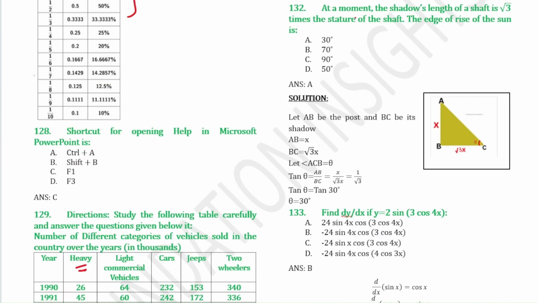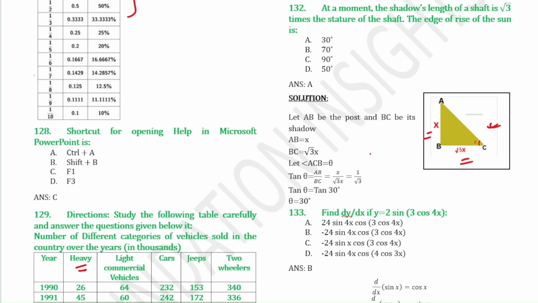Next question, at a moment, a shadow's length of a shaft is √3 times the stature of the shaft. So the angle of elevation of the sun is? We have to find the value of theta in this question. This is the figure here. We're considering A, B, C as the points, and the shadow is given as √3 times the stature. So if we consider this as x, then this will be √3 times, meaning it will be √3 x.